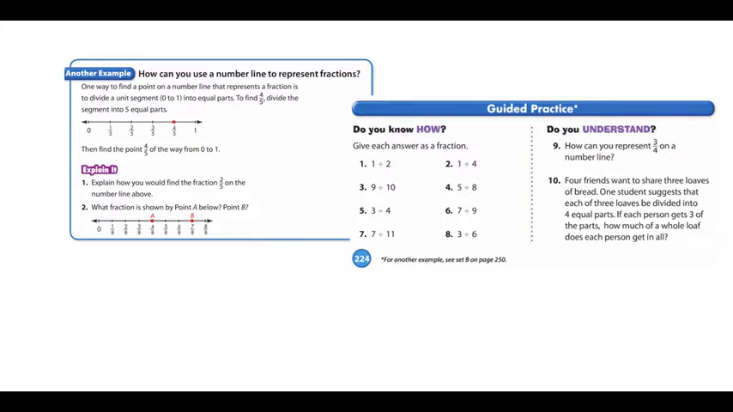If we're talking about 4/5, the 5 tells me the number of equal parts. You can see here they divided it into 5 parts. 1, 2, 3, 4, 5. Then each tick mark from 0 to 1 would be 1 out of 5 parts, 2 out of 5, 3 out of 5, 4 out of 5, and so forth. You can see here that they put the little red dot to represent 4/5.